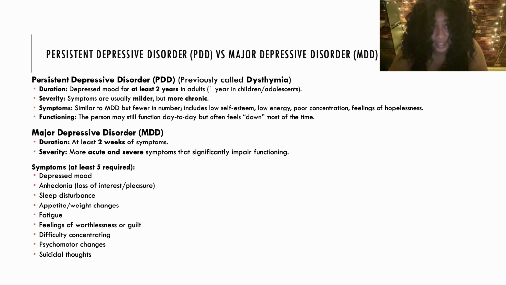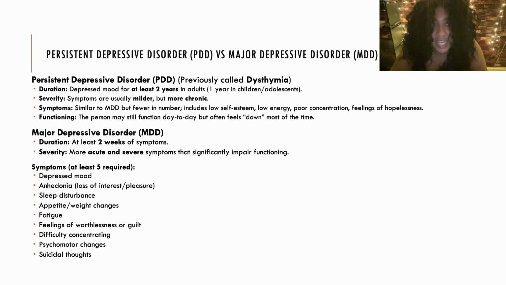PDD is 2 years. MDD is 2 weeks. That is a huge difference between them. But when you see a question in a vignette with the symptoms for MDD, make sure you see 2 weeks, 14 days. If it's anything less than that 14 days or that 2 weeks, then it's not going to be MDD. You need to automatically rule it out, right?